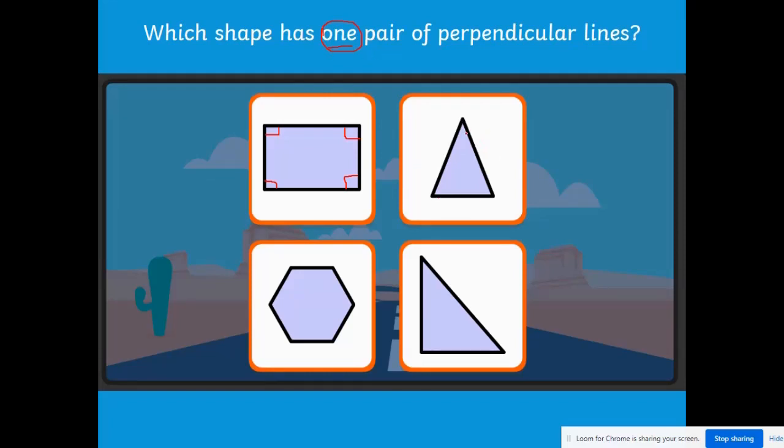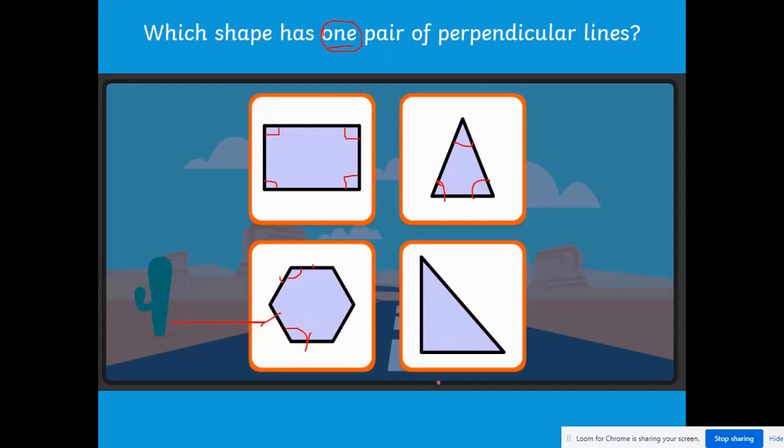Okay, let's take this shape. Now, does this have any perpendicular lines? No, this does not have any perpendicular line. Okay, because none of these lines are making right angles. They are only making acute angles. They are not making right angles. Okay, let's go to this shape. Now, are these lines making a right angle? Or if I select these two lines, are they making right angles? No. So none of these are making right angles. They only are making obtuse angles.